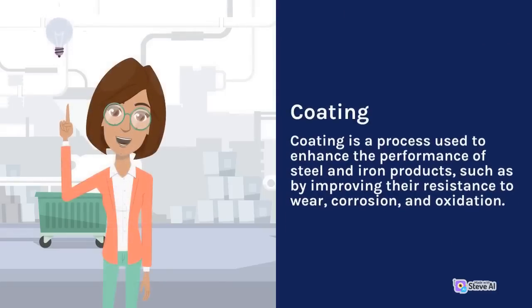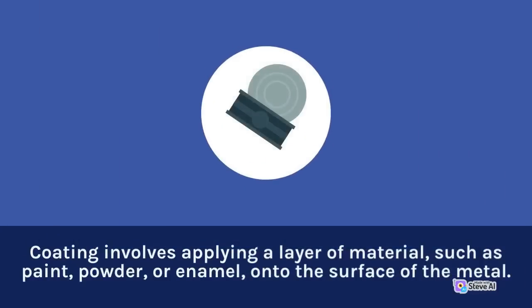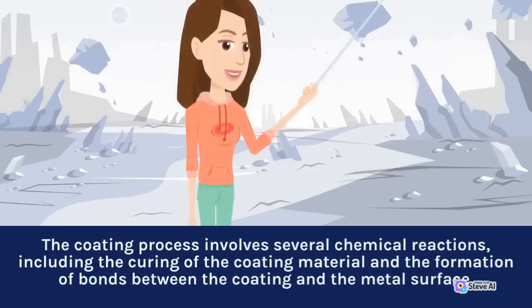Coating. Coating is a process used to enhance the performance of steel and iron products, such as by improving their resistance to wear, corrosion, and oxidation. Coating involves applying a layer of material, such as paint, powder, or enamel, onto the surface of the metal. The coating process involves several chemical reactions, including the curing of the coating material and the formation of bonds between the coating and the metal surface.